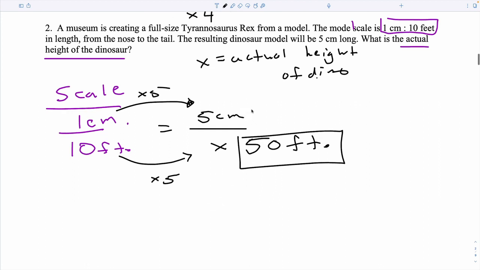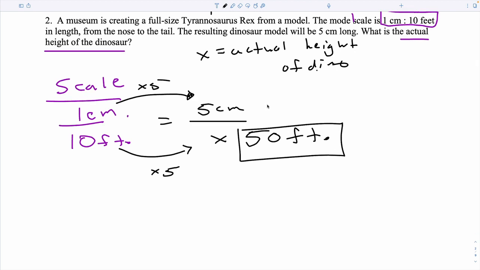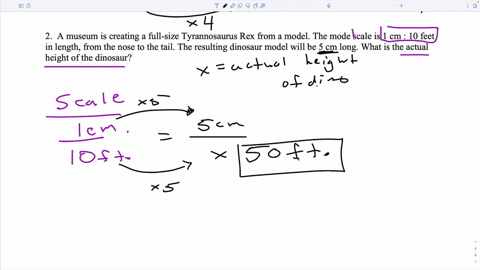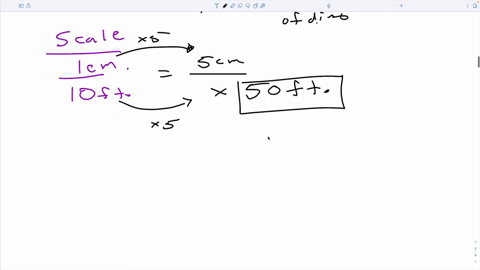They'll get a little trickier Monday, so make sure your units are set up. 50 feet is your answer. 5 centimeters is what they give you. So the answer will always be the thing next to x, the thing that you're looking for.